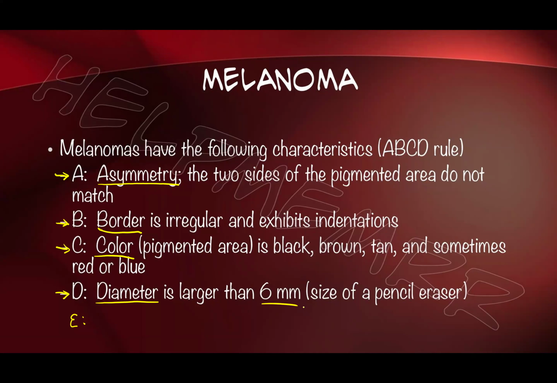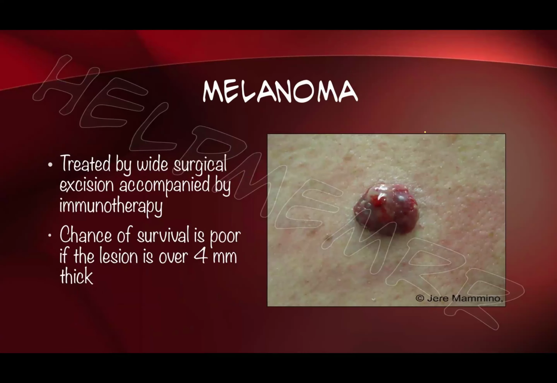These are about 6 millimeters. And then E is excision, cut it out. So one of the things is that you want to be able to go and do that. With a melanoma, it's going to be treated with your excision and then some sort of immunotherapy. If that lesion is over 4 millimeters thick, the chance of survival is really poor.